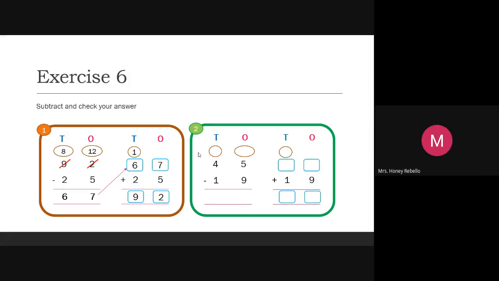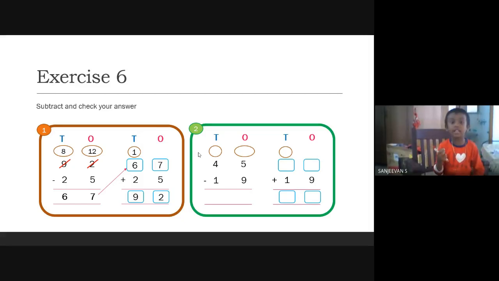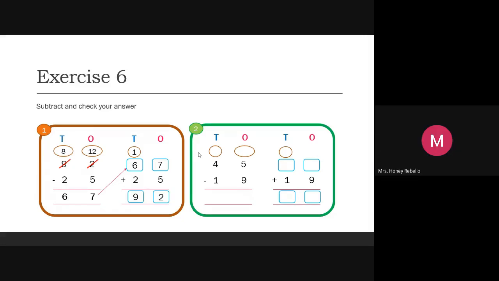Now, Sanjeevan, you must be very, very careful. Check the numbers in one's place. What are the two numbers in one's place? 5 and 9. Okay. Now tell me, can you take 9 from 5?